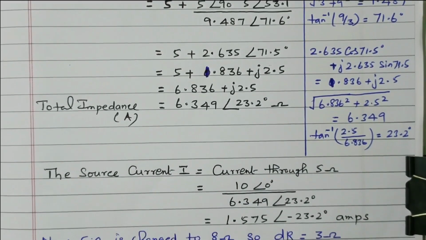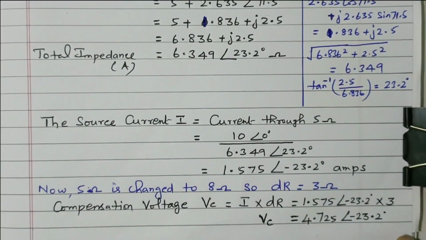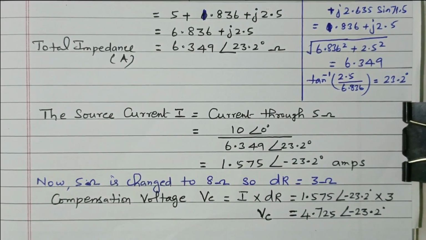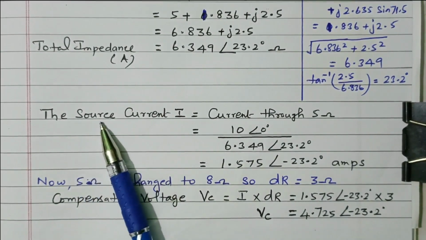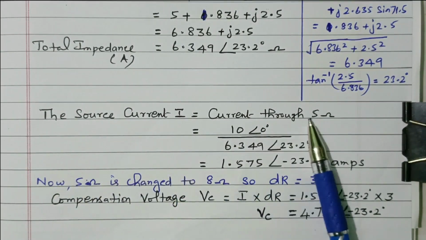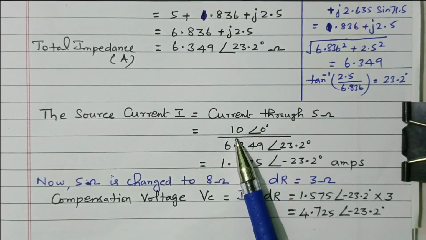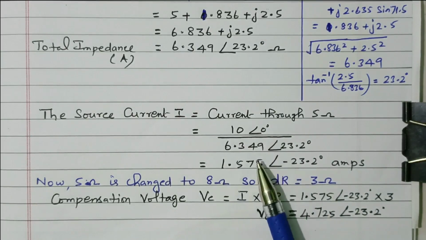Now we have calculated the total impedance. From that we can calculate the current flowing through the circuit, and thereby the compensation voltage. So the source current I through the 5 ohm resistor is I equal to V by R. V is 10 volt with angle 0 degree.